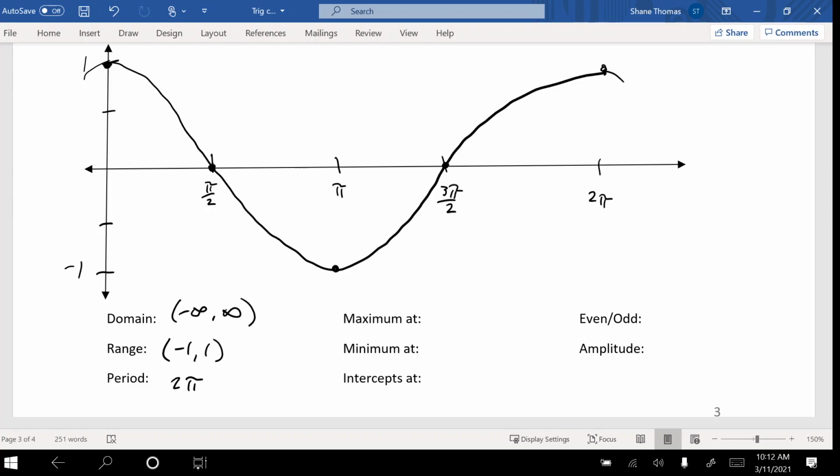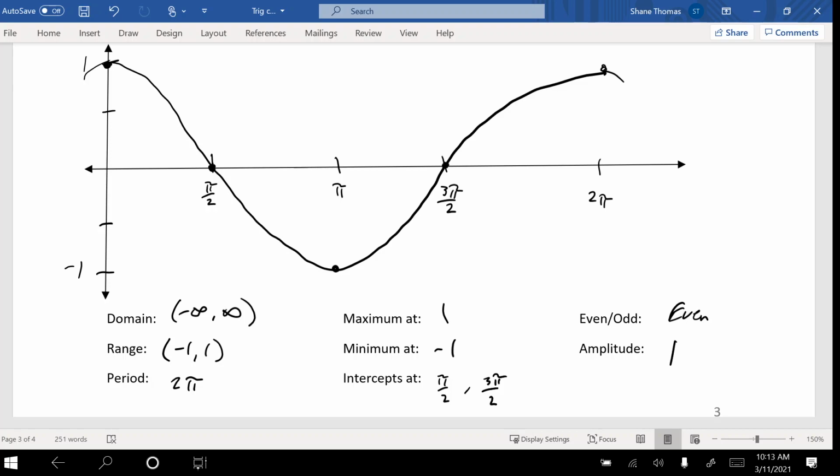Max point is at 1. Minimum point is at -1. Intercepts in this case, we're going to have 2 intercepts in this one period. Okay, we have an intercept at pi over 2 and at 3 pi over 2, so at half pi and 1.5 pi. Even or odd, symmetric to the y-axis, so this is going to be an even function. And then amplitude is going to be what? 1.